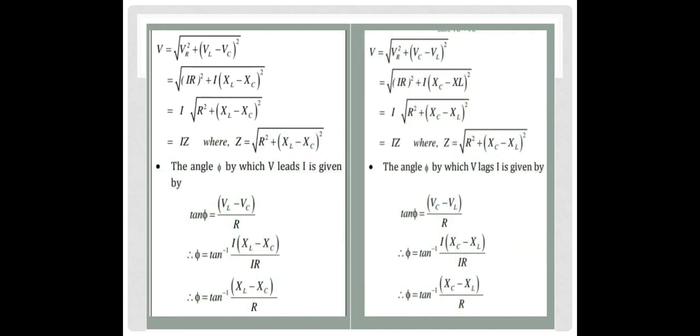So here, the first picture shows the inductive dominant circuit, V is equal to root of VR square plus VL minus VC the whole square, right? By simplifying we get the impedance factor Z is equal to root of R square plus XL minus XC the whole square, right? From the impedance triangle we get tan phi is equal to VL minus VC by R, okay? In a similar way for the capacitive dominant circuit, the only change is that in place of VL we put VC, and in place of VC we put VL. That's the only change.